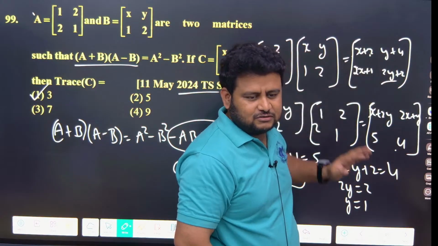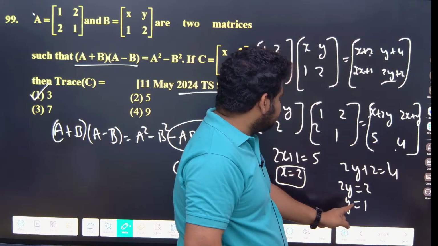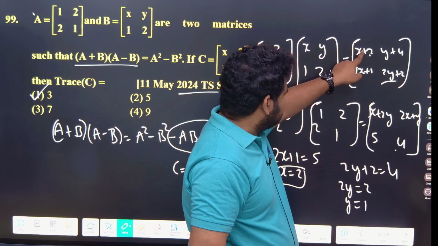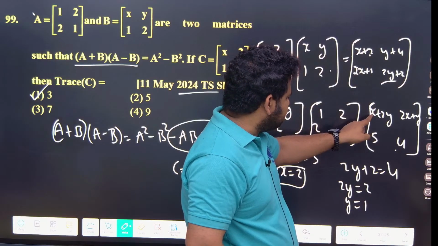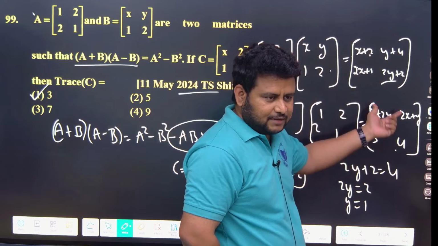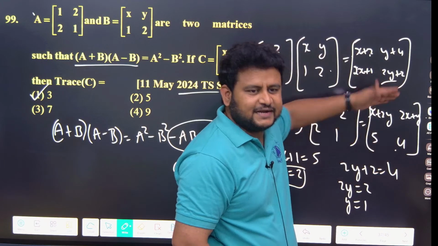You have to put the values. Now put the value of this one. X is 2, y is 1. So this will become 4. Now you see this will become 2 plus 2, this will also become 4. It is equal. It will not appear to look equal, but we have to make it equal.